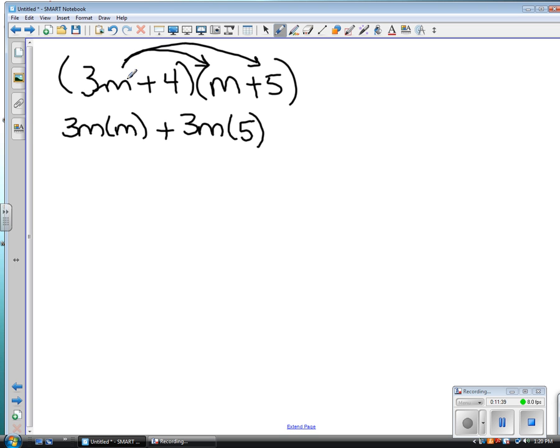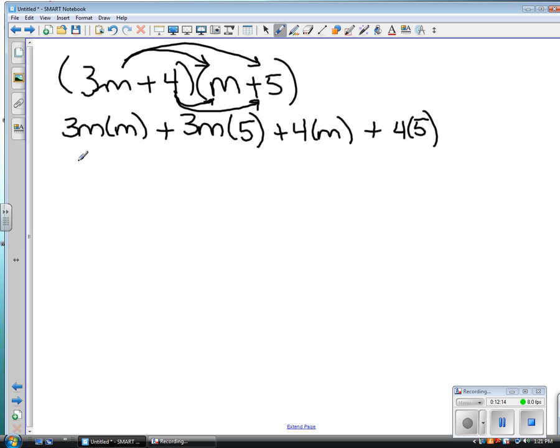All right. Then the next one is, I know 4 gets multiplied by both. This is a plus 4, so that's going to be plus 4 times m plus 4 times 5. Did everybody see what I did? So I could take that one step out. I could take that one step out by saying 3m parentheses m plus 5 plus 4 parentheses m plus 5. Okay? So I kind of was able to skip that one step.